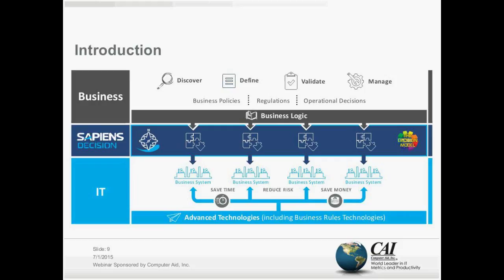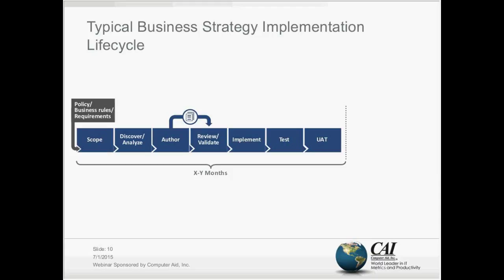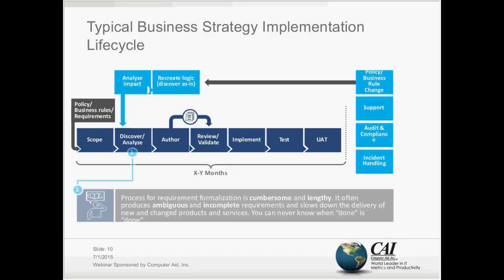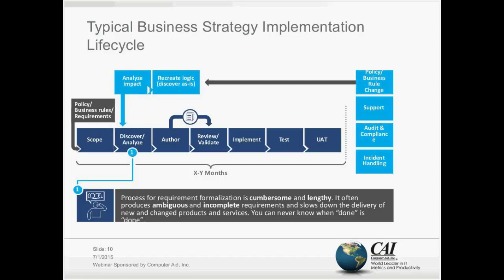So, the value of the decision model. Well, let's look at a typical business strategy implementation life cycle. And this life cycle really exists whether or not we're doing an agile approach or a waterfall approach, but we think about typically the process for requirements formalization as the beginning of the discovery and analysis once we've actually done our scope. But today it's cumbersome and lengthy. It often produces ambiguous and incomplete requirements and slows down the delivery of new and changed products and services.